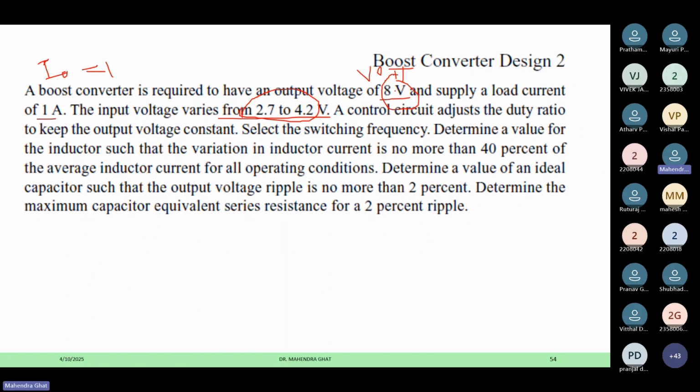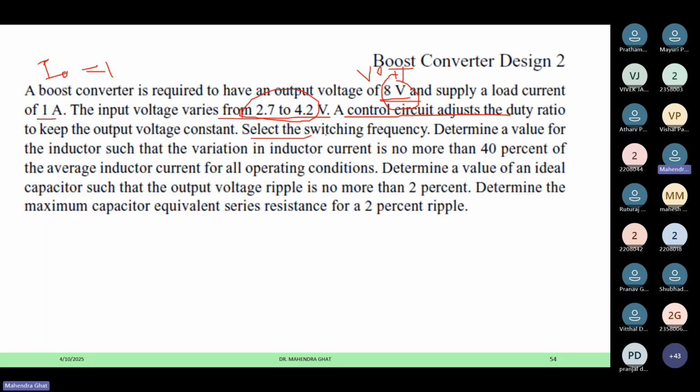So that was the requirement. And for that, we have to adjust the duty every time. When 2.7 is there, from 2.7 we have to get the 8, so whatever duty is required, we have to adjust. And when 4.2 volt input is there, and I want 8 volt, whatever duty is required, I have to adjust that duty. That will be done by the control circuit, which will take care of this and adjust the duty such that the output voltage always remains at 8 volt.